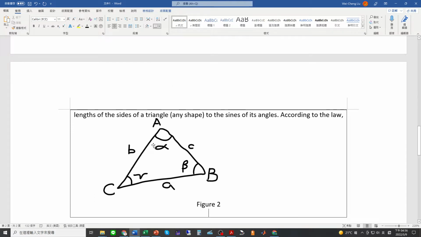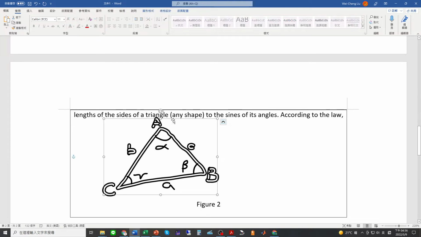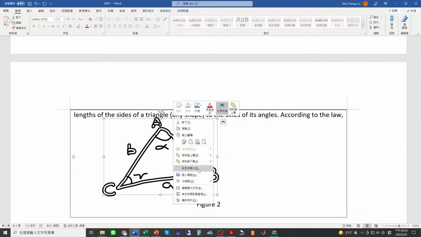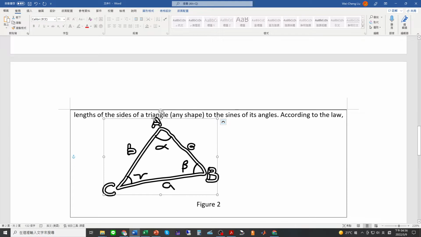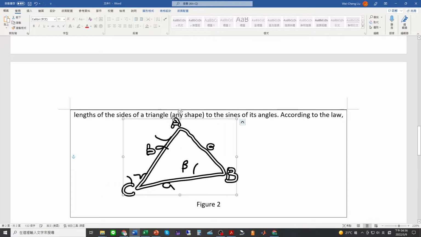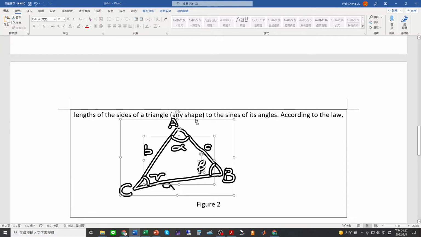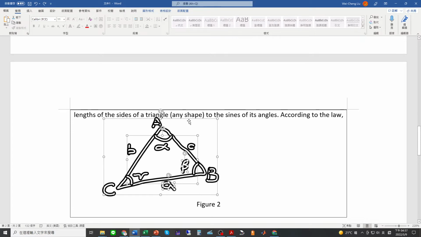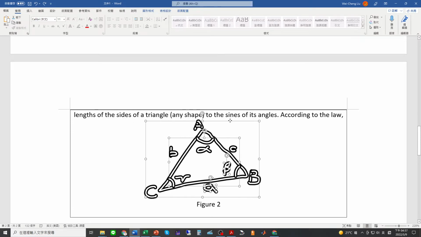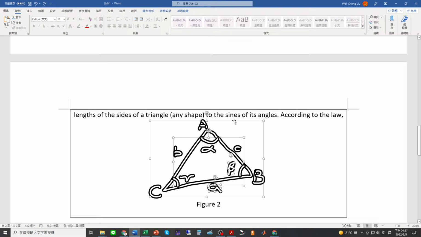So I think I can move it to the center. Okay, like this.